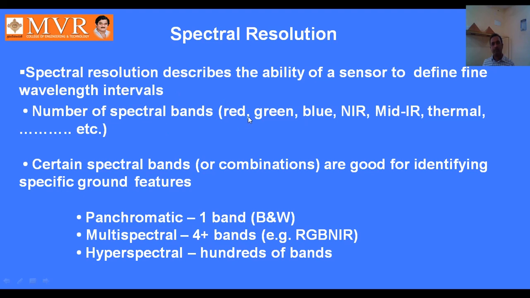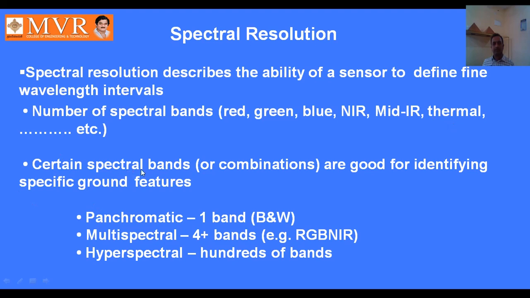We have the visible region: red, green, blue; then near infrared, middle infrared, thermal infrared. I already explained this in electromagnetic radiation. The electromagnetic spectrum, from gamma rays to X-rays, has so many bands available. But we are studying the visible region, thermal region, and microwave region. In the visible region we have 3 bands, red, green, blue, and in the thermal region near infrared, middle infrared, thermal infrared.